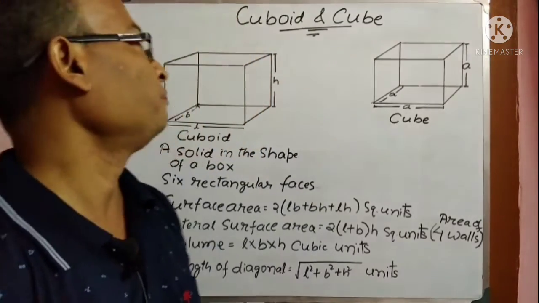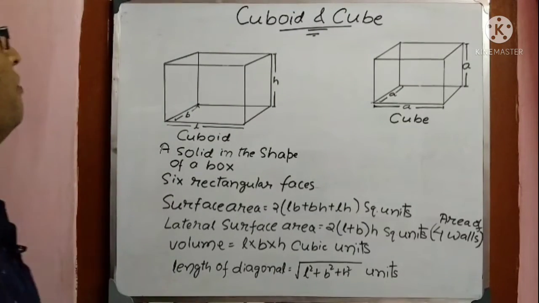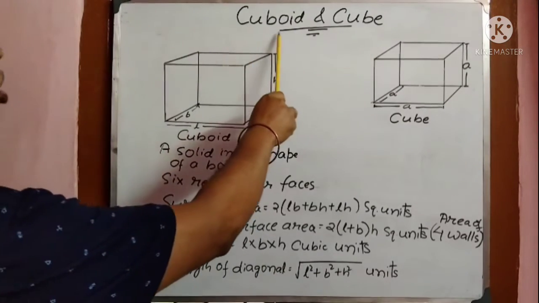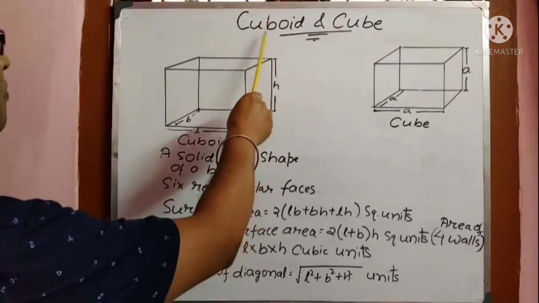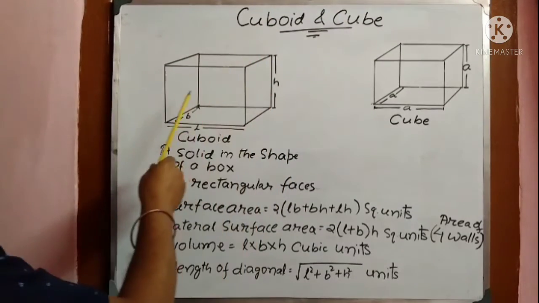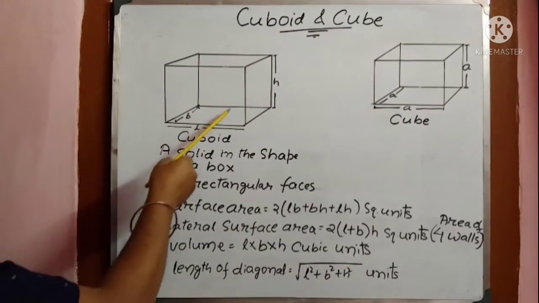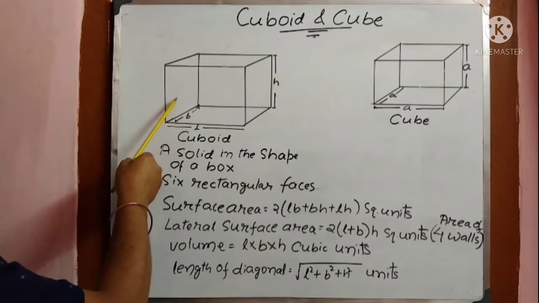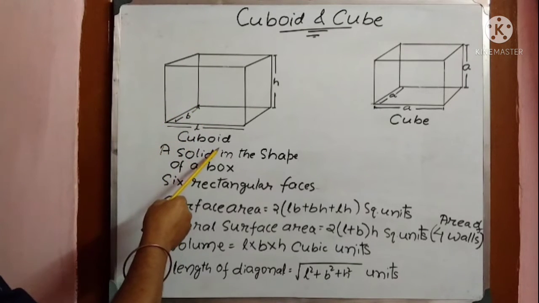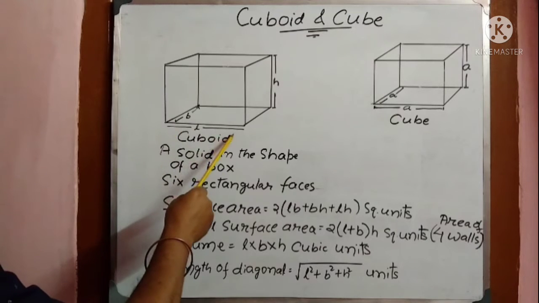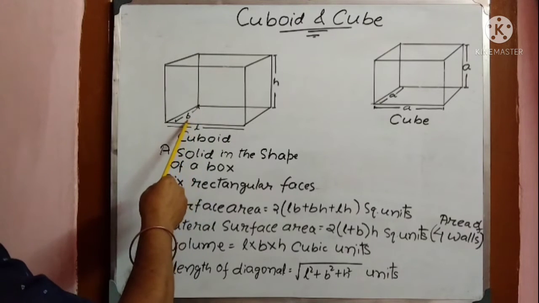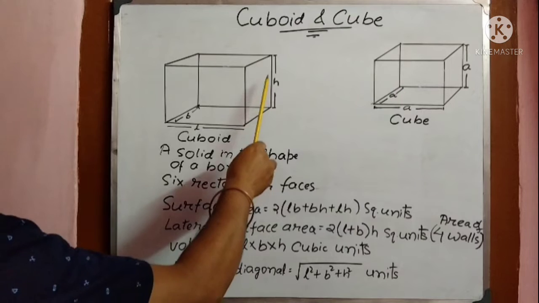So let us begin. Today we will cover cuboid and cube. First of all, we will see what is a cuboid. See, I have drawn a figure. This is a figure of a cuboid where this is the length, this is the breadth, this is also breadth, and this is the height.